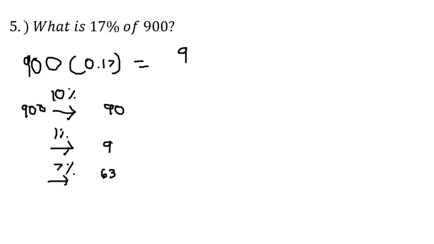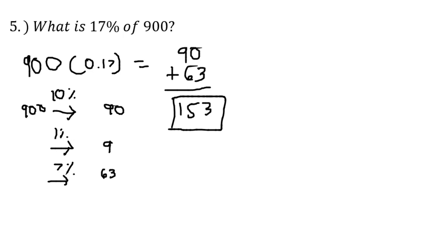So we can just add this. We can just add 90 plus 63. So 3 plus 0 is 3. 9 plus 6. What's the answer? So that's going to be 153. So the 17% of 900 is 153.